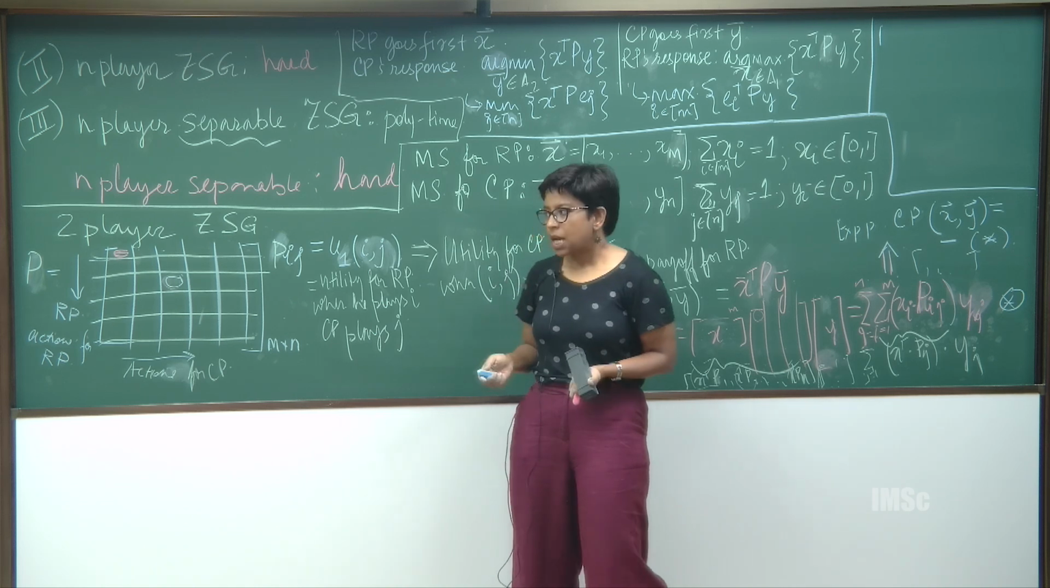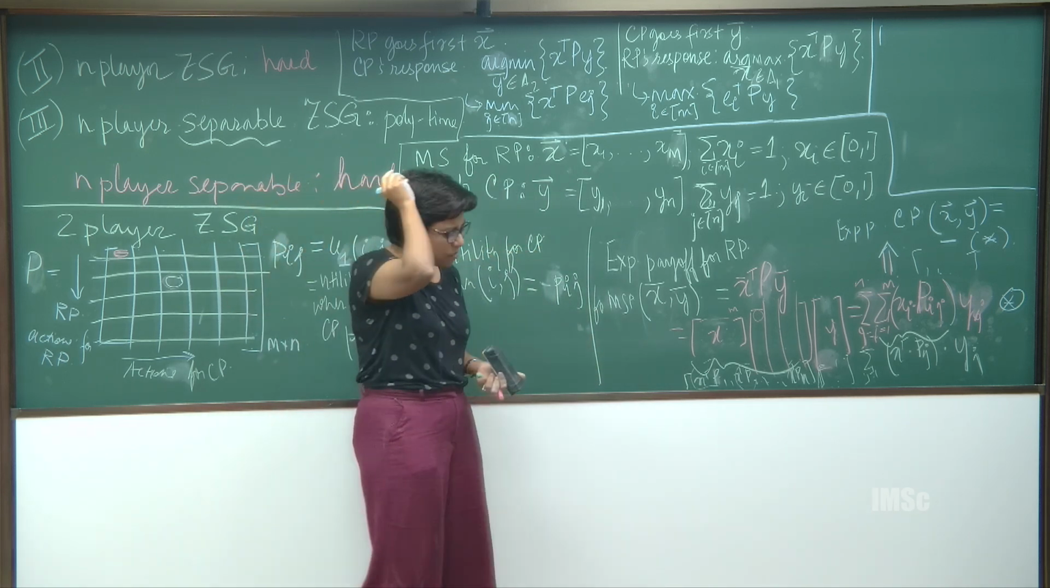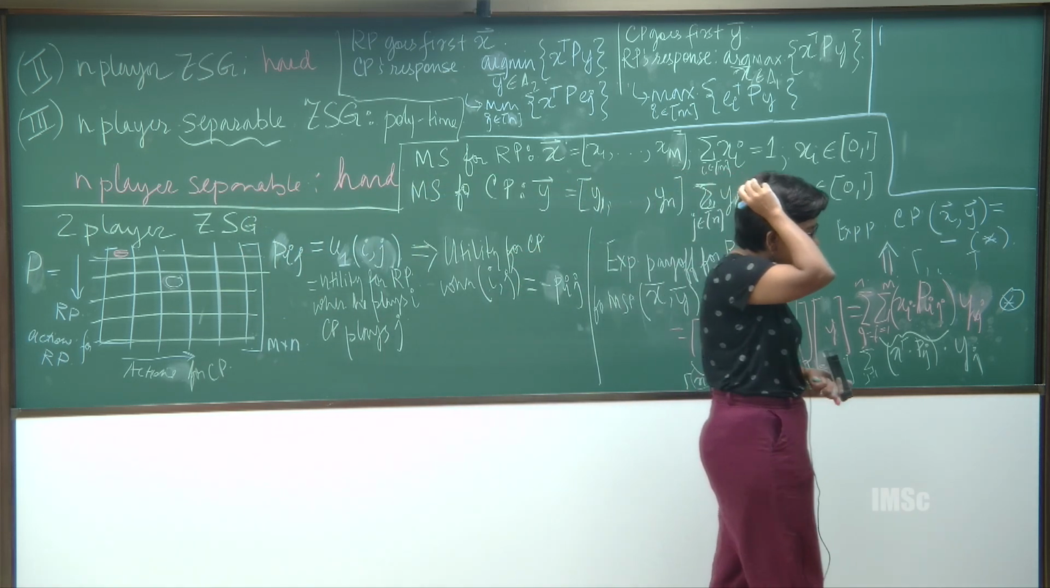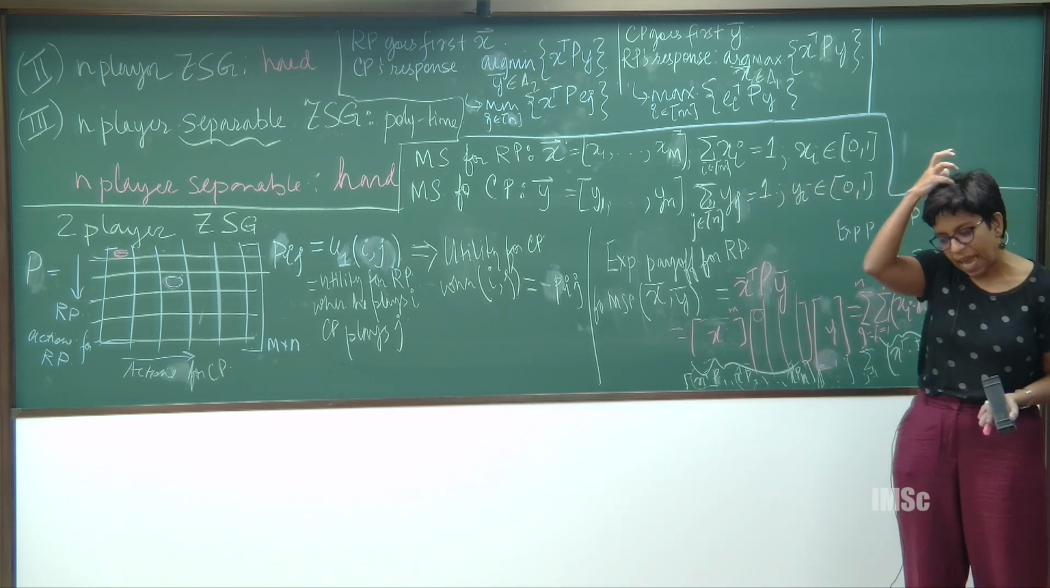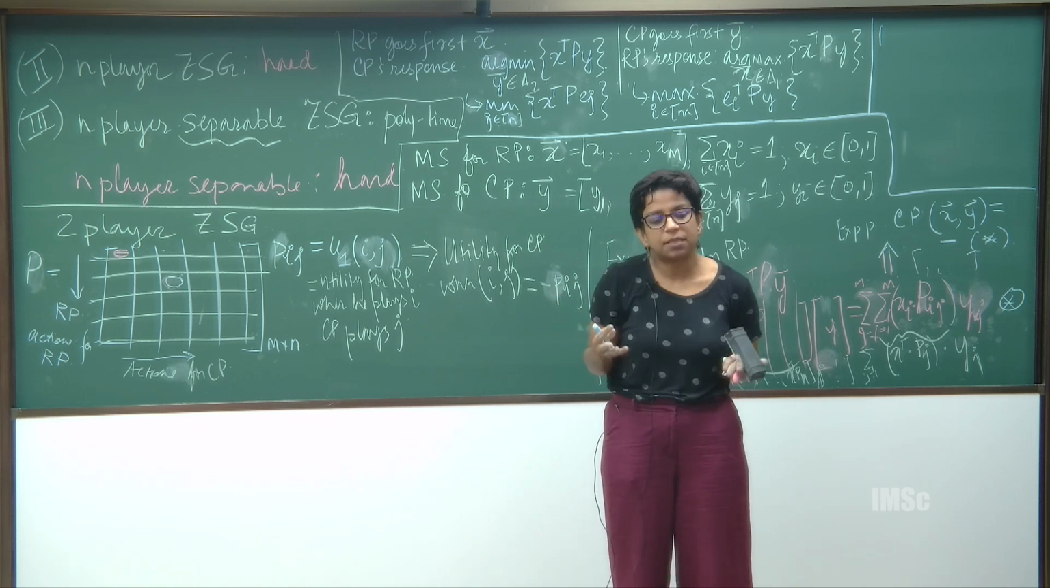But what von Neumann's theorem says is that no matter whether you go first or second, the first player can also guarantee a certain outcome for himself if he plays the right mixed strategy.